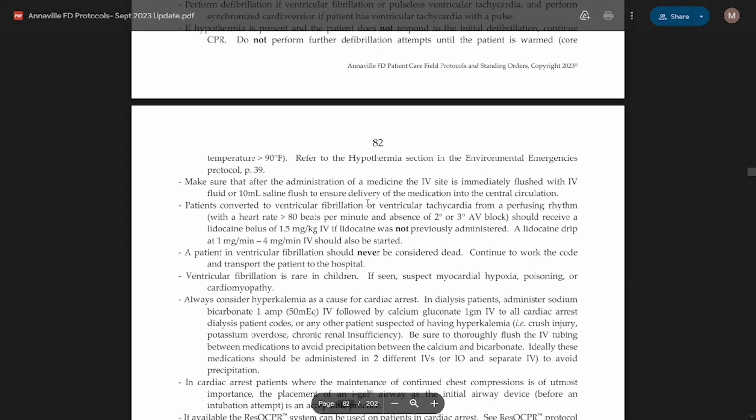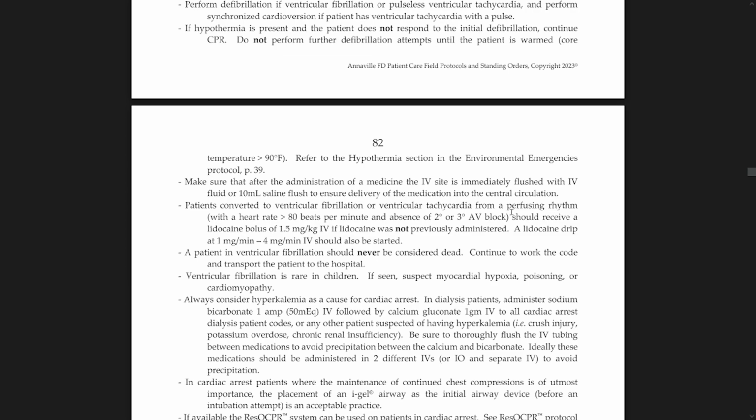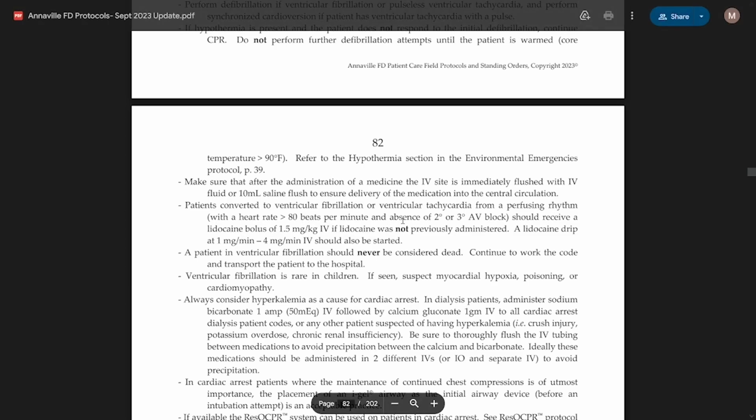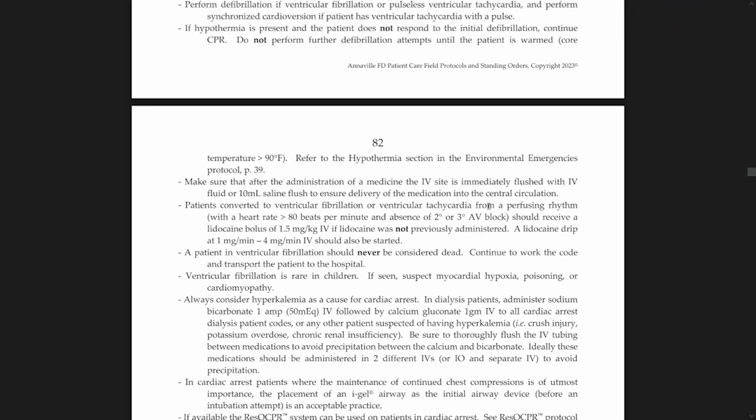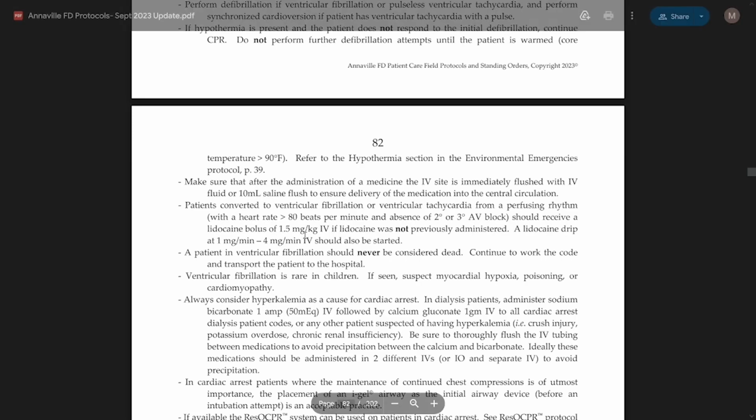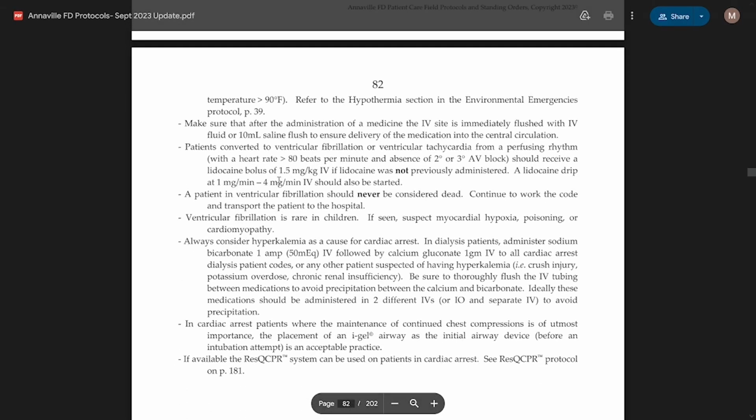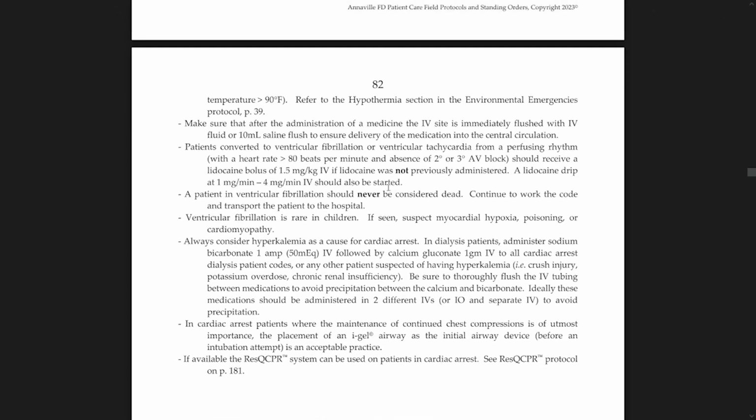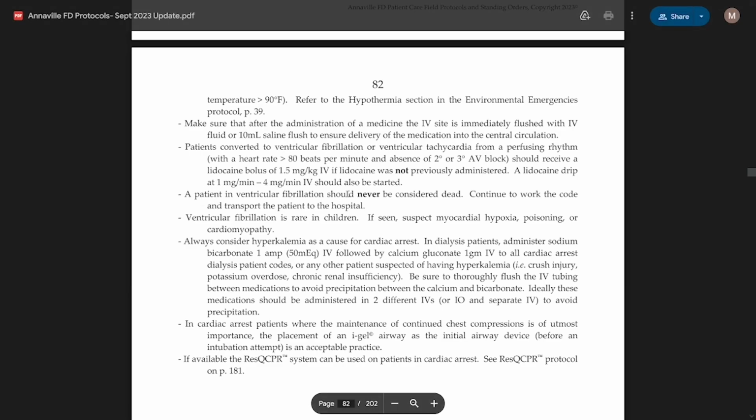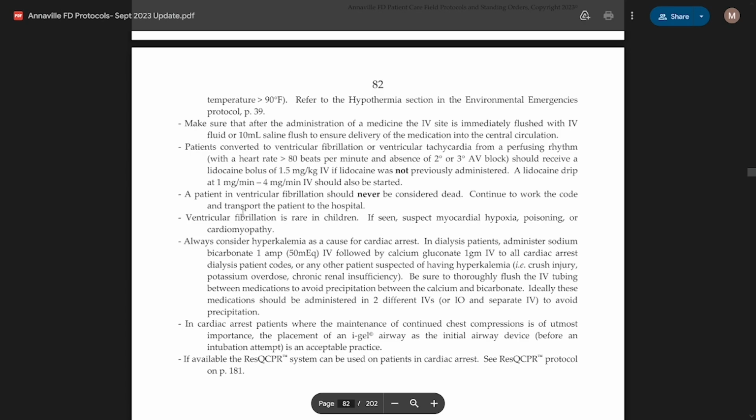Patients converted to VFib or VTach from a perfusing rhythm with a heart rate greater than 80 beats per minute and an absence of second or third degree heart blocks should receive a lidocaine bolus of 1.5 milligrams per kilogram IV if lidocaine was not previously administered. A lidocaine drip at 1 to 4 milligrams per minute should also be started. A patient in VFib should never be considered dead. Continue to work the code and transport the patient.